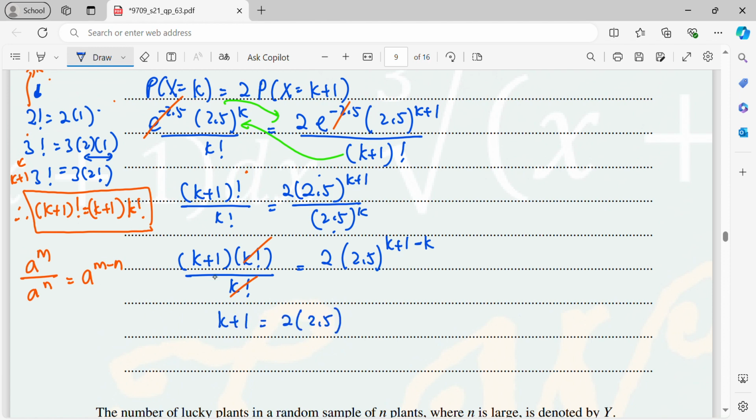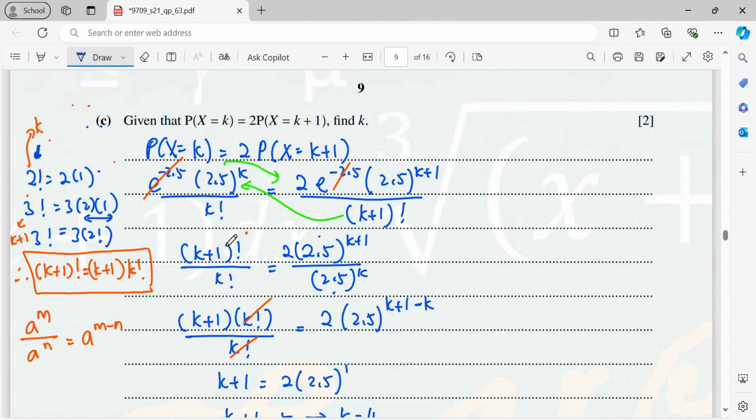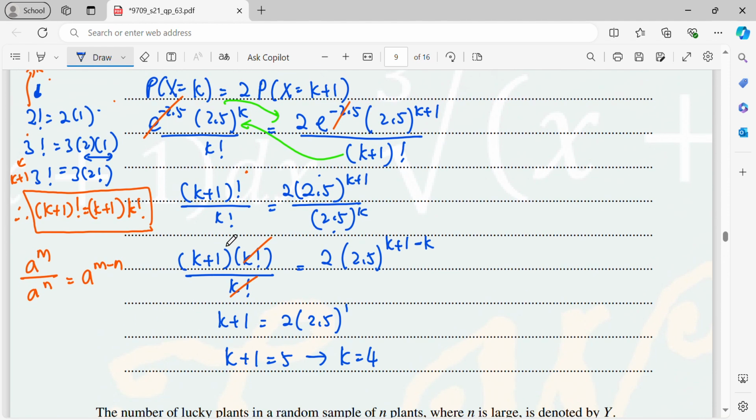The power, when you simplify, is degree 1. So 2 times 2.5 is basically 5. So I will get k plus 1 equals 5. Hence my k is basically 4. So this is the solution of part C.